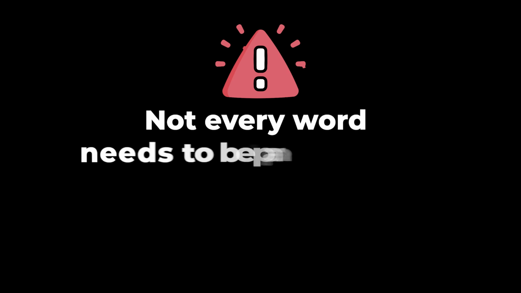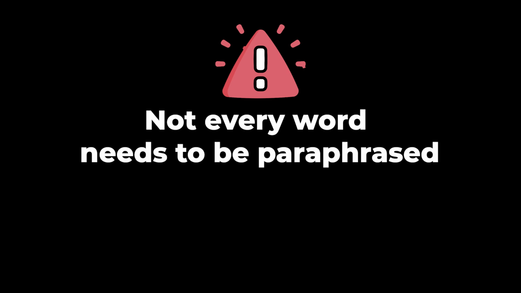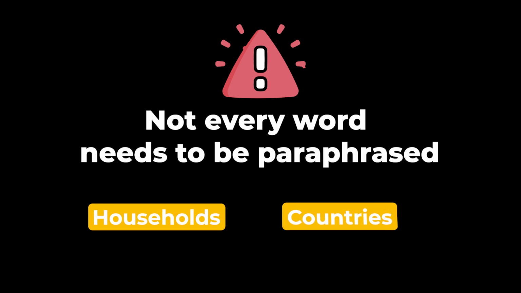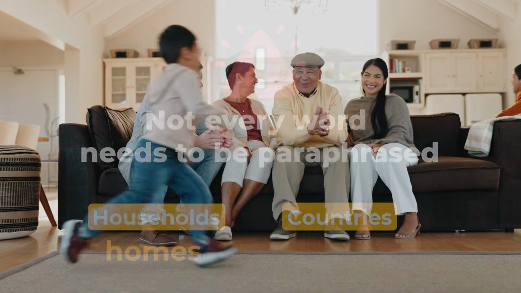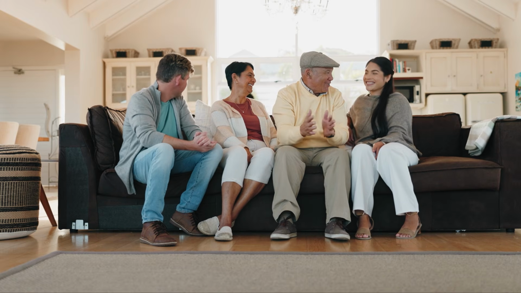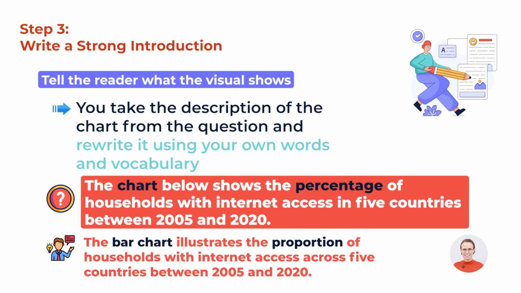It is also important to understand that not every word needs to be paraphrased. Some words should stay the same because there is no suitable synonym that means the same thing. Households and countries are good examples of this. If you replace households with homes, you slightly change the meaning. This is because a household refers to the people living together, not just the building itself. The examiner is not looking for you to replace every word. They want to see that you can paraphrase where it makes sense to do so.